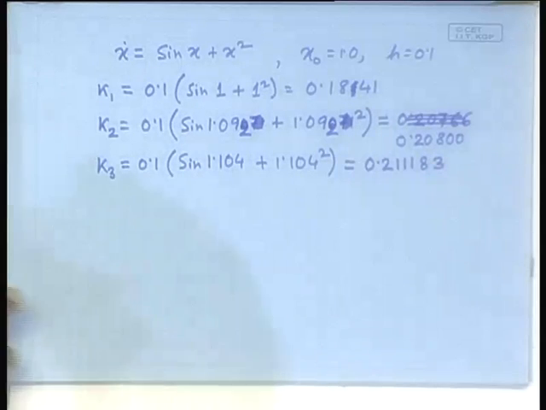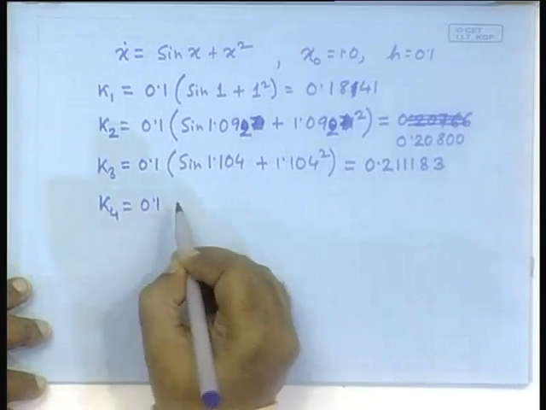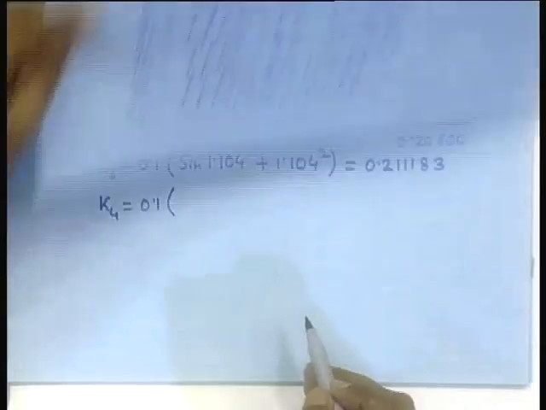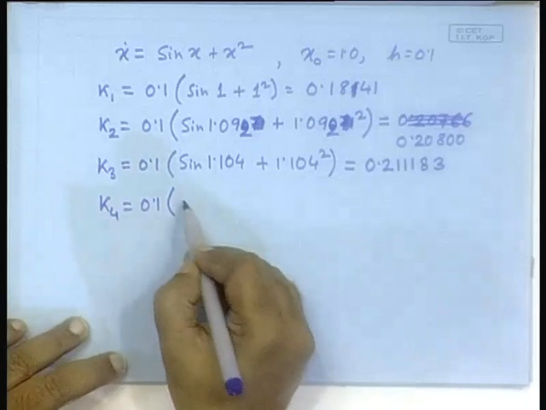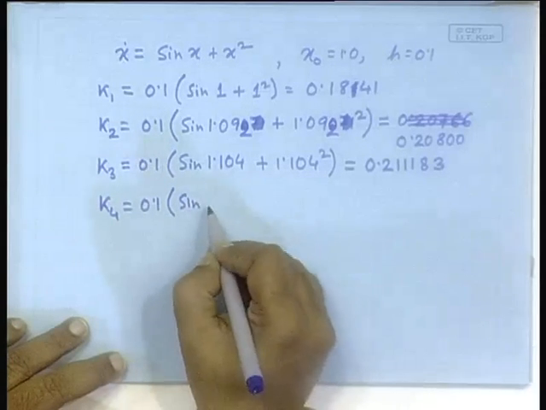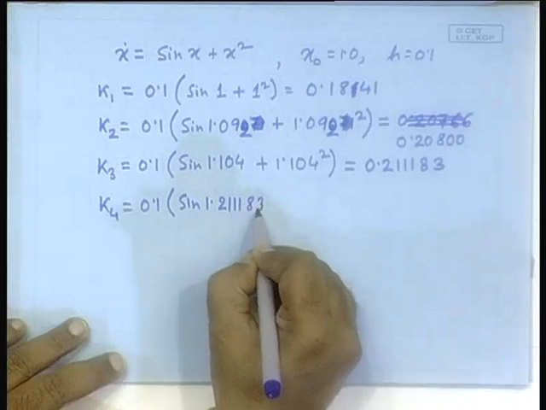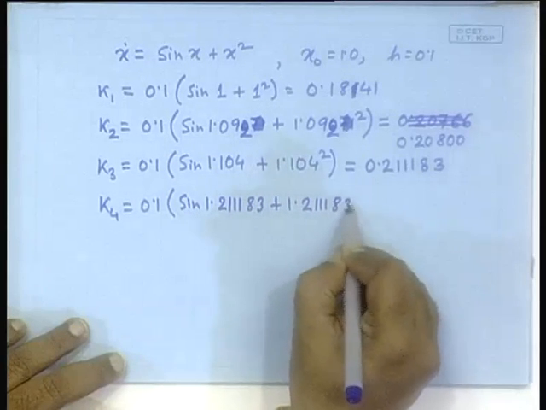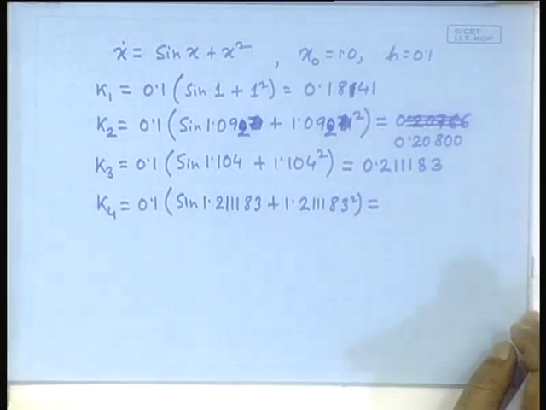That's okay. And your k4 is 0.1 times f of x naught plus k3. So we can directly add this, sine 1.211183 plus 1.211183 square is equal to 0.20766.